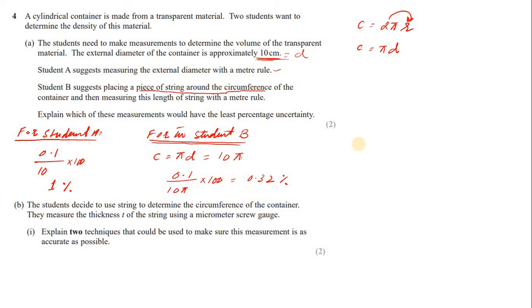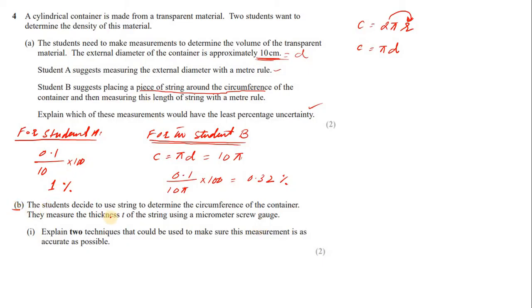I'm not writing here, but you will have to say that the percentage uncertainty in the calculation of student B is smaller or less. So that's what you need to say, which one has a less or least uncertainty. So 0.32 is the student B has the least percentage uncertainty.